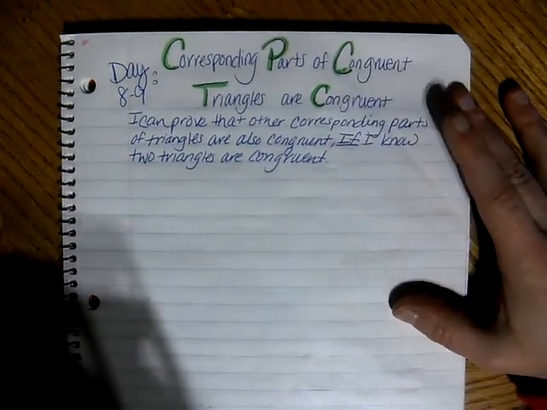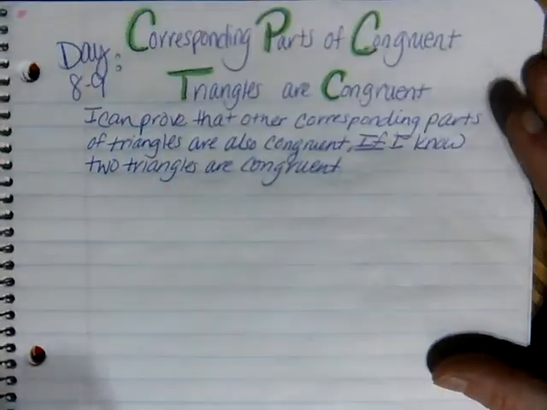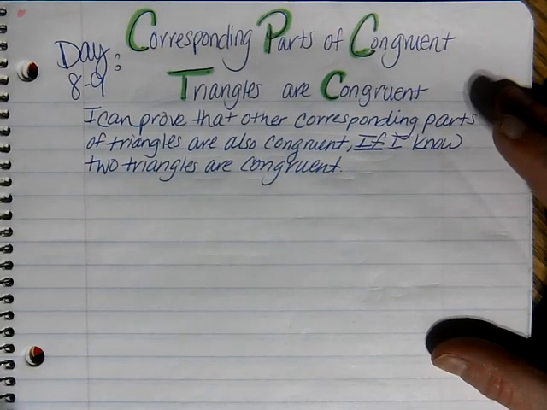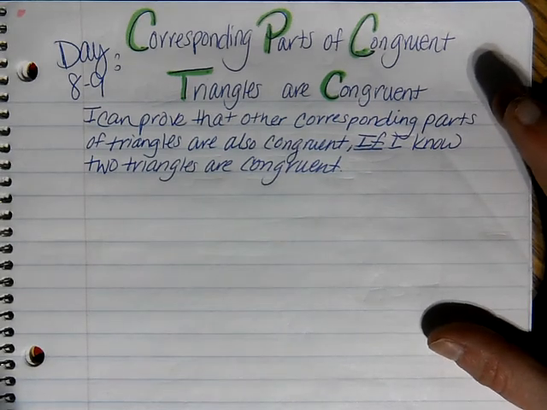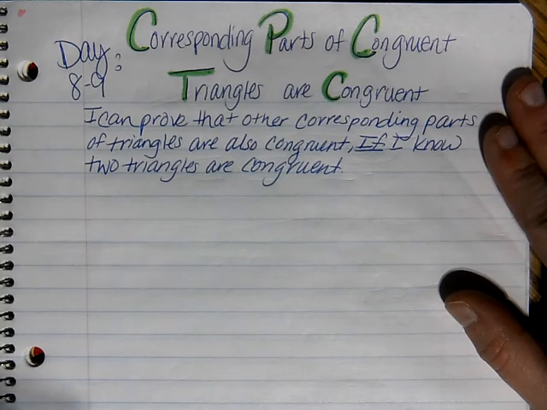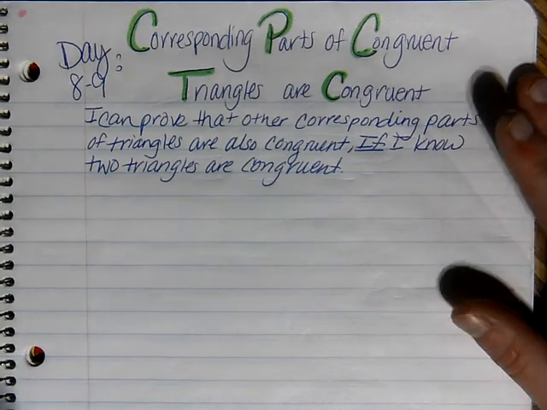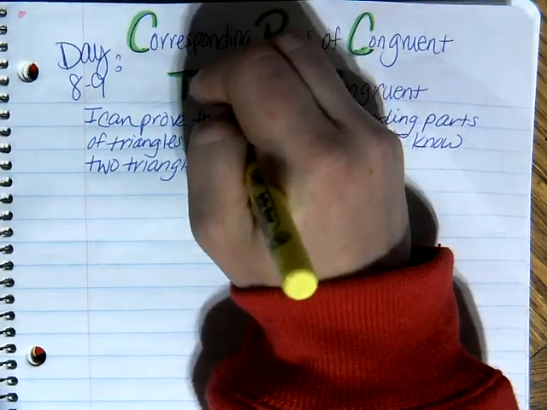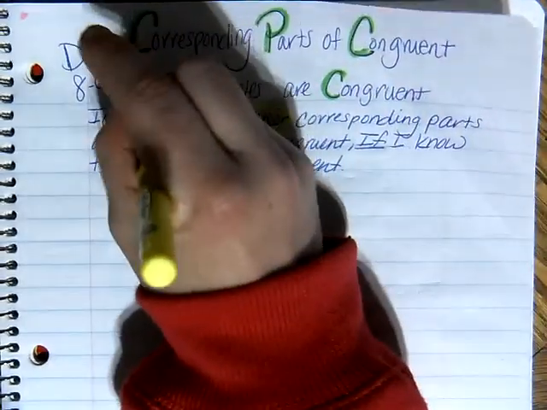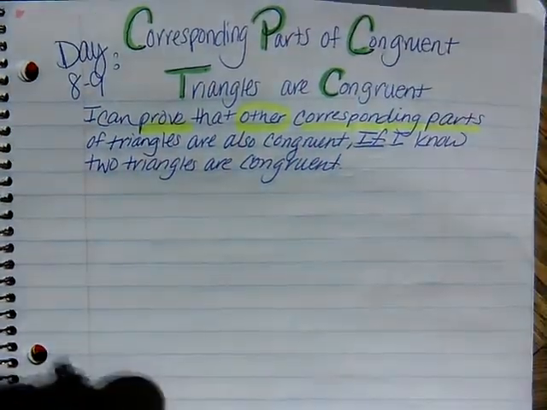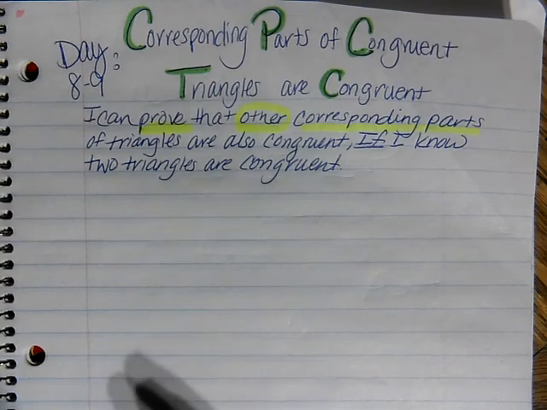Hi everyone, for today's lesson we are going to learn that corresponding parts of congruent triangles are congruent. This is a new conclusion that we can draw after we have proven triangles are congruent. So, our I can statement for today is: I can prove that other corresponding parts, after you prove that triangles are congruent. Remember, corresponding parts are matching parts.